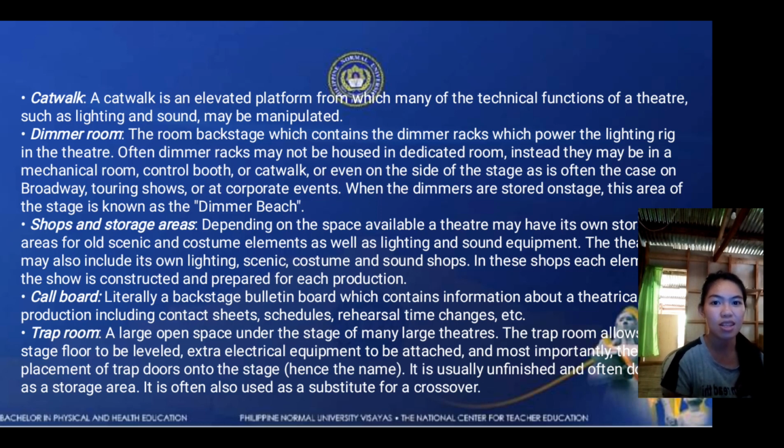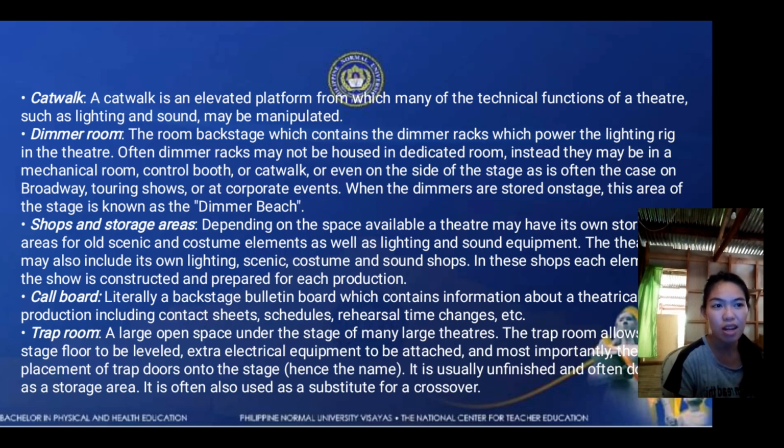So it is the dimmer room where the lighting for the house may not be housed in a dedicated room. Instead, they may be in a mechanical room, or the control booth, or the catwalk, the same as the catwalk, where the lights and sounds are manipulated. Next is the shops and storage area.